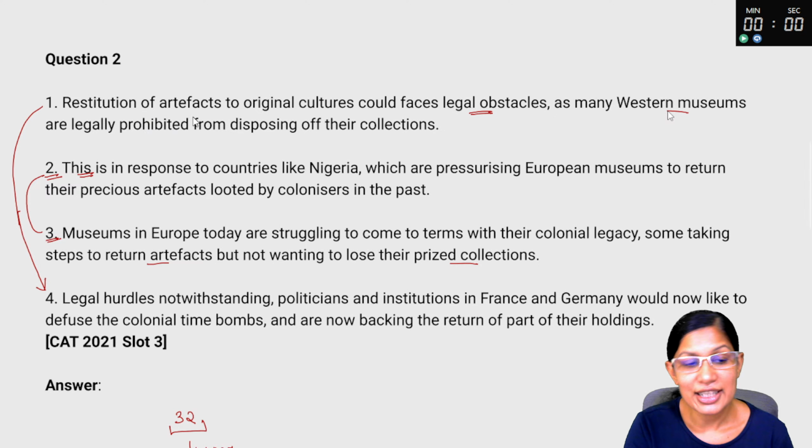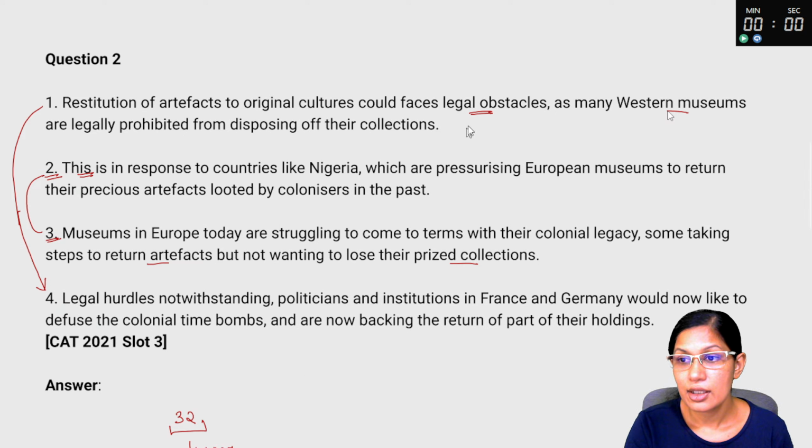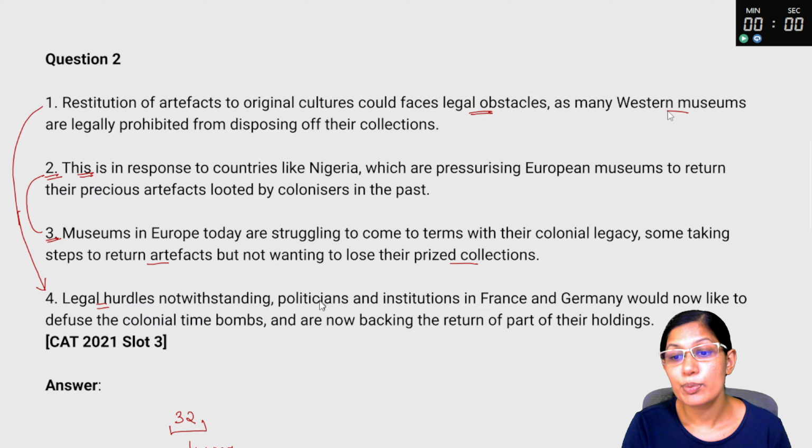Now restitution of artifacts or returning these artifacts could face legal obstacles, because it's a museum. There are certain laws they can't just dispose of. They can't go and give it to someone. So there is this legal issue which is there. Then we are saying legal hurdles notwithstanding, they are now supporting this return, right? So you have the connect that there is a legal issue. Still, politicians and institutions, probably the museums and all, would want to return it, right? So 3, 2, 1 and 4.